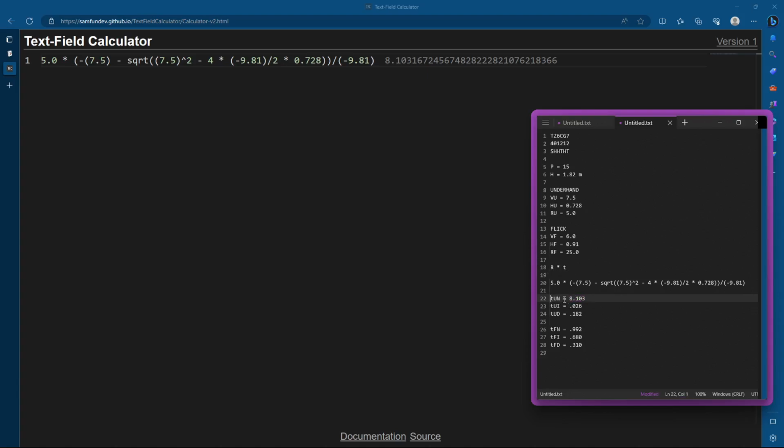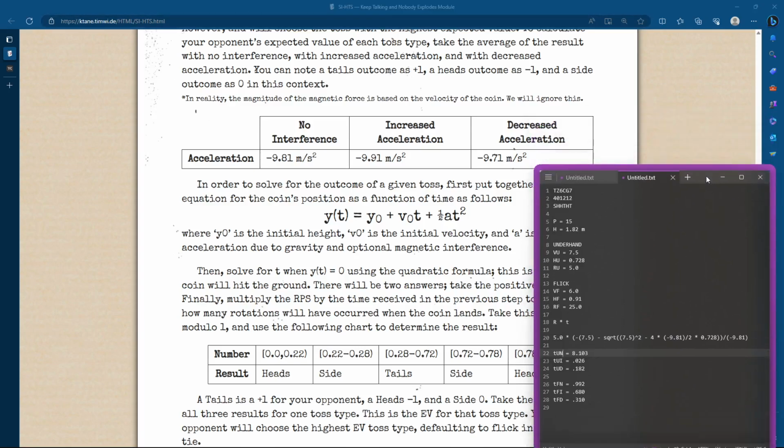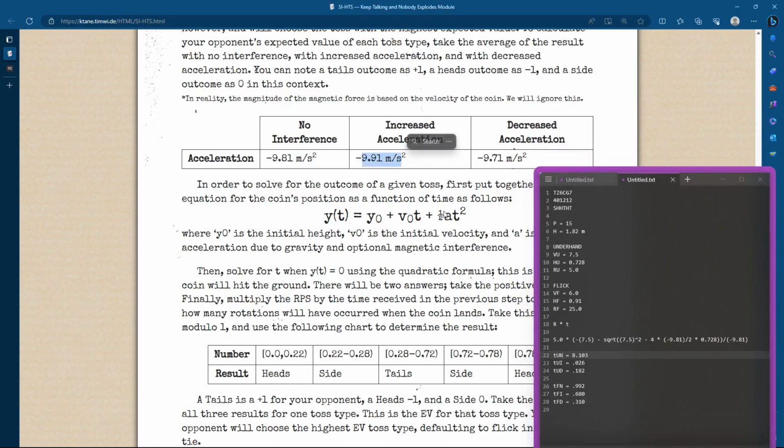This is where it lands based off of an underhand throw. That's the U I have right here. And no change on gravity. That's the N. Now that you've done that once, you're going to do it 5 more times. What's the reason for this? Well, you can either put no interference on gravity, increase the acceleration due to gravity, which would make the a here, acceleration, negative 9.91, or decrease, which would make it negative 9.71.